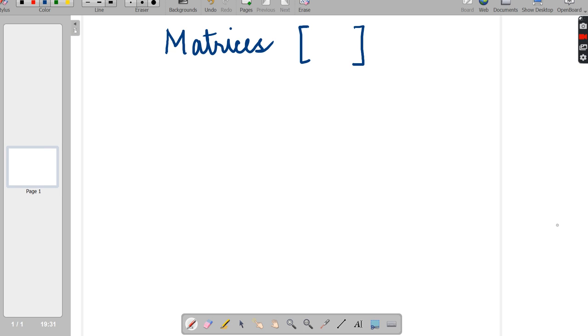Hi everyone. Today we are going to start a new topic, that is matrices. This is one of the important topics which usually from class 10 onwards students are being exposed to, and you will see its applications in your higher studies as well.